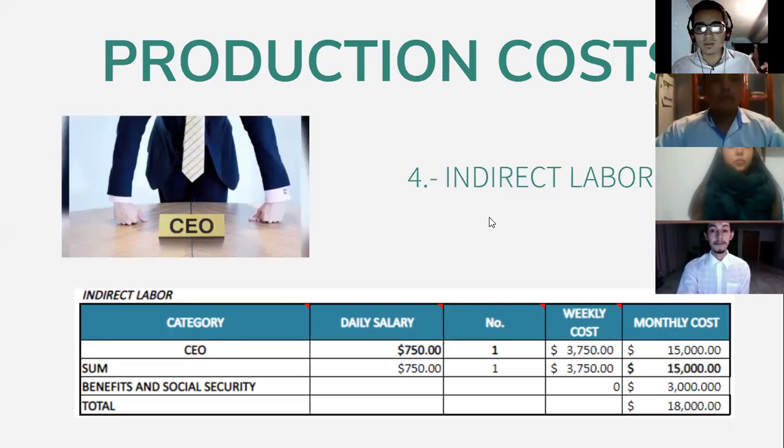And then we have here the indirect labor. We have the CEO. It is the person that is going to check that all the processes are well done. We have the salary, the same social security, and the total of 18,000 Mexican pesos.